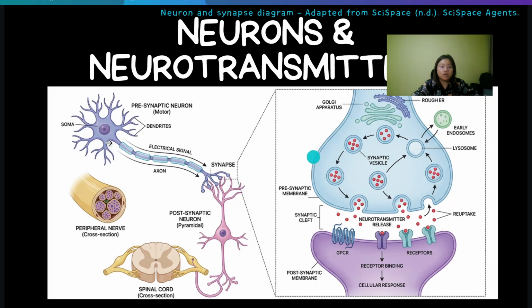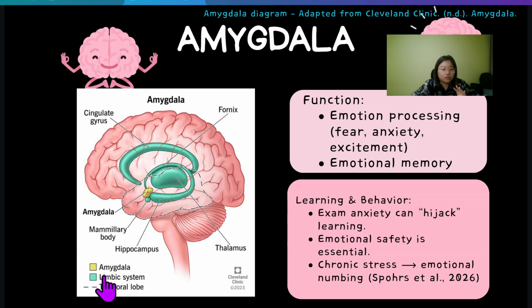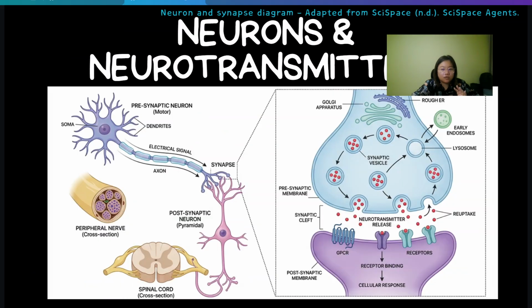Okay. Now let's go to the most basic level, neurons and neurotransmitters. Neurons are like tiny messengers in the brain. Each one has a cell body. Can you see the cell body? Dendrites, like fingers, receive the message, and an axon sends the message to other neurons. When a message reaches the end, it releases chemicals called neurotransmitters.